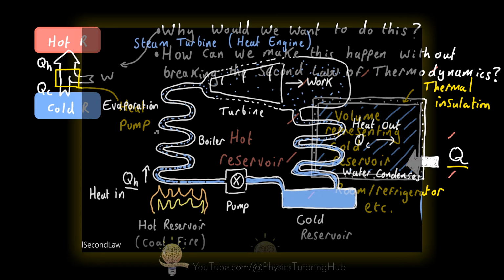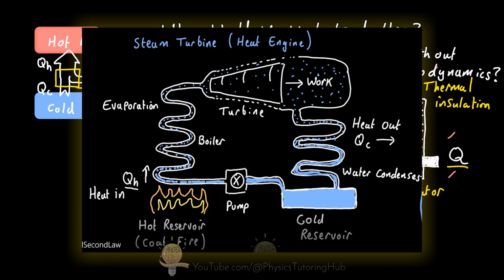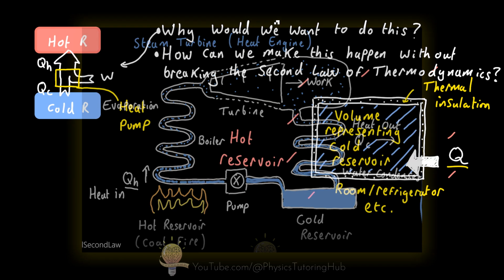So we saw in the last lesson that heat engines work in a cycle. For example, with a steam turbine, the internal energy of the water moving through the system will eventually return back to the same energy and therefore temperature as it returns back to the beginning of the cycle.